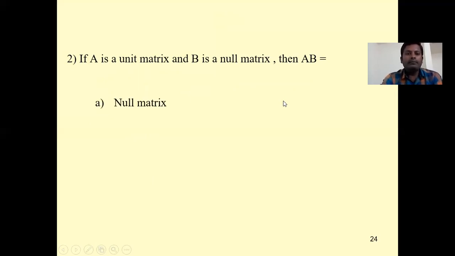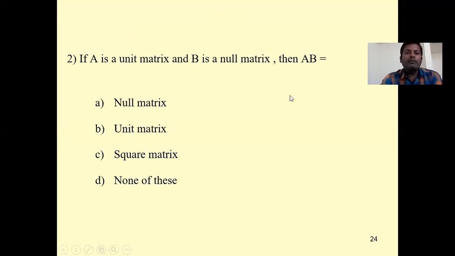to what? A is null matrix, B is unit matrix, C is square matrix, D is none of these. So what is the result? We get null matrix. A is a unit matrix and B is a null matrix. Any matrix we multiply with a null matrix, we get the result as a null matrix. The null matrix means all elements are zeros.